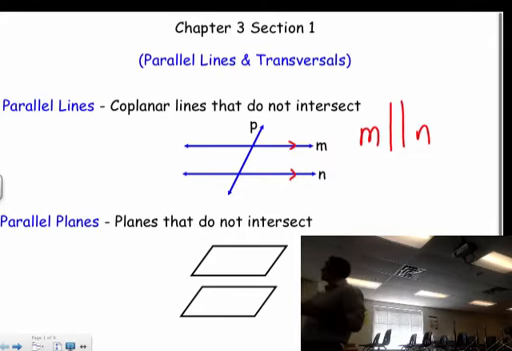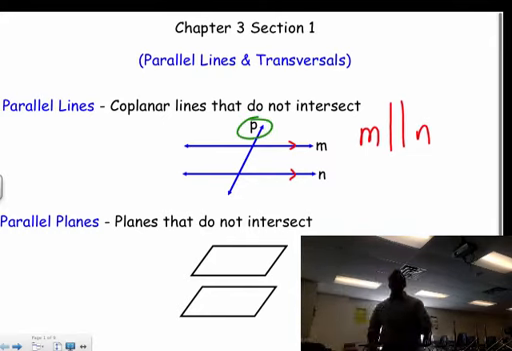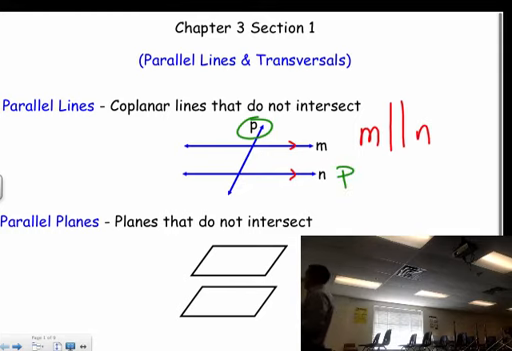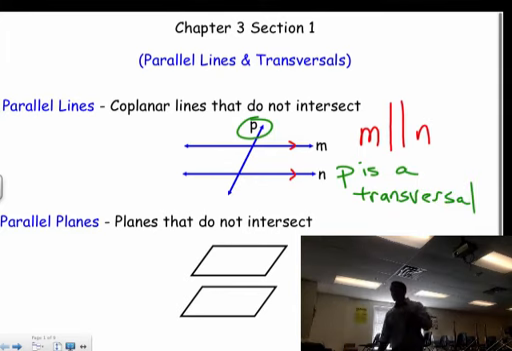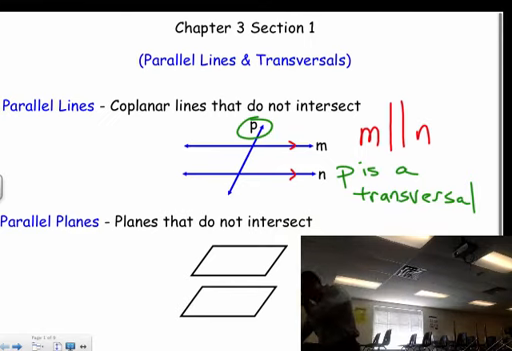And this line P right here is called the transversal. A transversal cuts through parallel lines. So P is a transversal, and I'll write that here, transversal. I'm going to use that term a lot. If I have parallel lines, any line that cuts through them is a transversal. So boom, P is a transversal there.